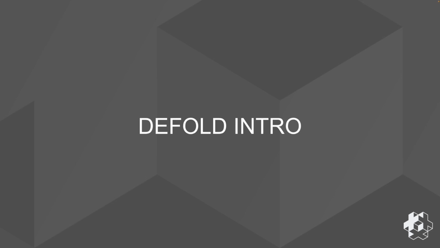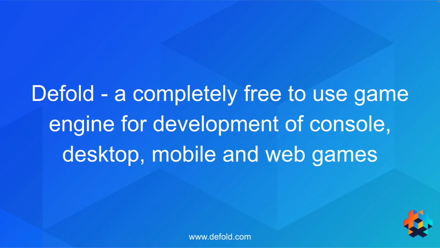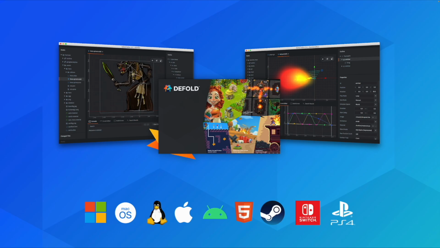So for those of you who don't know what Default is, here's a very brief introduction to the game engine and its history. So the standard blurb. This is Default. It's a completely free to use game engine for development of console, desktop, mobile, and web games. You can find us at default.com. It's a cross-platform game engine, so you can publish for Windows, Linux, Mac OS, iOS, and Android for mobile. You can publish to the web, and also consoles. So we have Nintendo Switch and PlayStation support. PS5 support is coming soon, and we are working on Xbox.